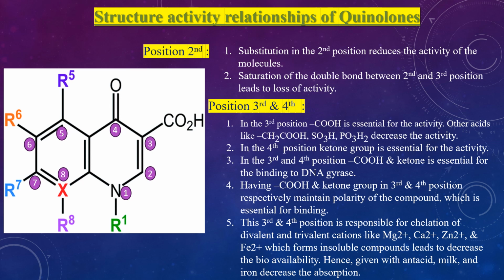This third and fourth position is responsible for chelation of divalent and trivalent cations like magnesium, calcium, zinc, and iron, which form insoluble compounds, leading to decreased viability. Hence, giving antacid, milk, and iron decreases the absorption of quinolone drugs.